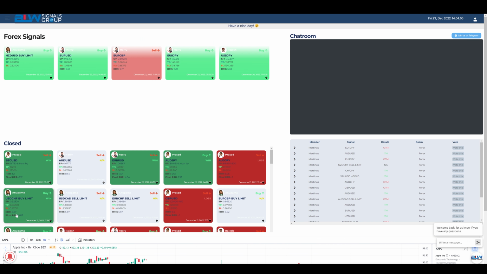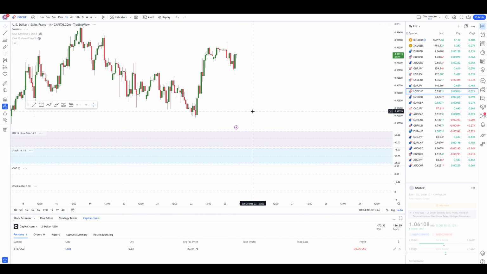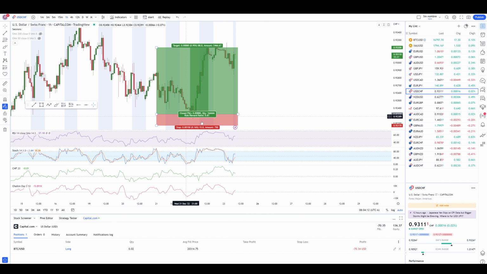And the third trade was from Anupama. It was right here, USDCHF. And this signal was crazy. Take a look at it. Boom, it touched and immediately went to the take profit level. This is a 5.87 risk reward ratio. So in total, we have like 16 in risk reward ratio. We're going to leave it at 15.